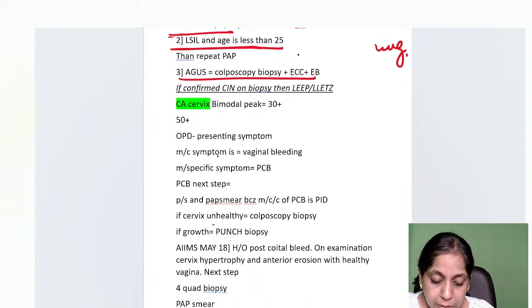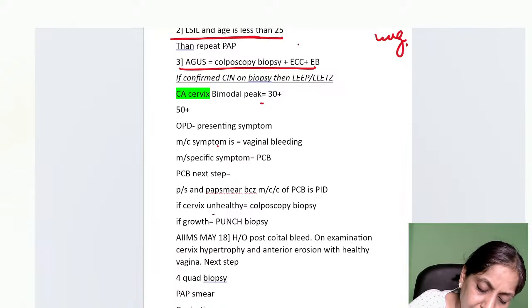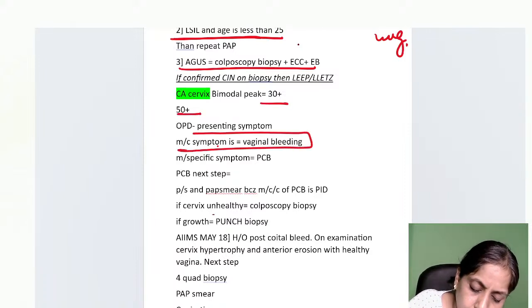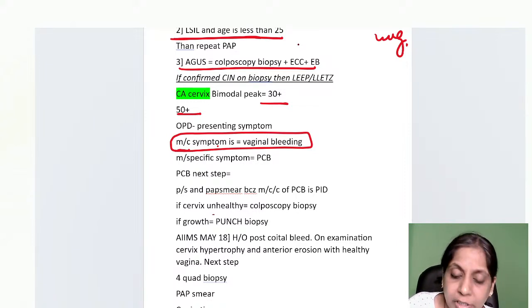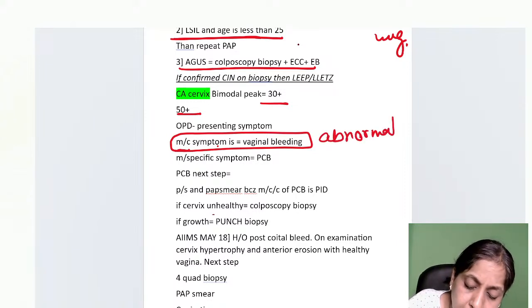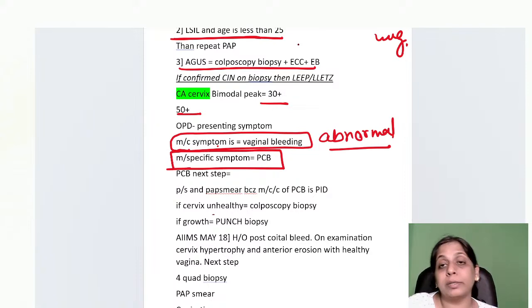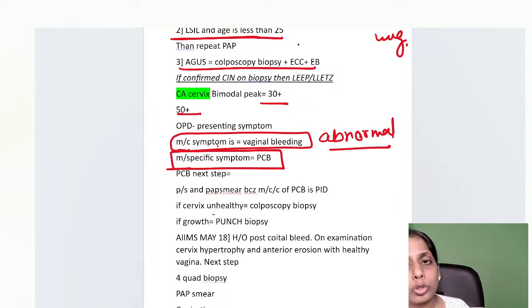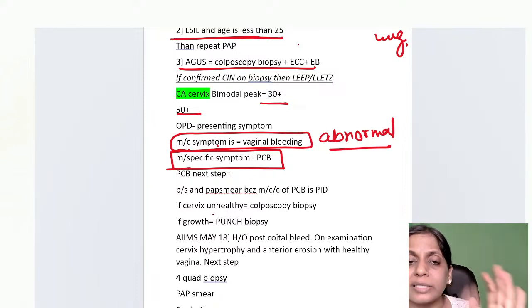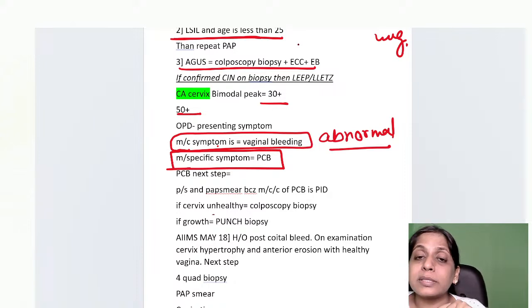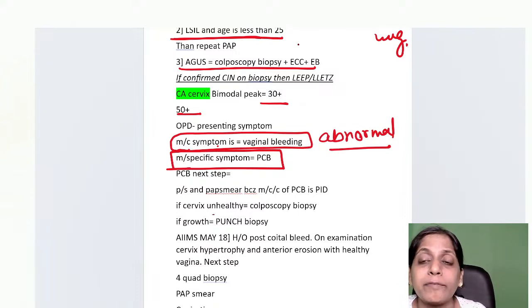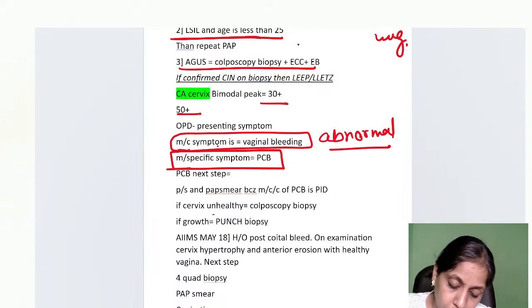Right? CA cervix happens at two ages, 30 plus and 50 plus. The most common symptom which you always get wrong is abnormal vaginal bleeding. Please, it is not post-coital bleeding. It is abnormal vaginal bleeding. The most common specific symptom is post-coital bleeding. If a patient with post-coital bleeding comes to you, please see the cervix. If the cervix is healthy, go for Pap smear. If the cervix is not healthy, go for the colposcopy biopsy. I repeat, if the cervix is healthy, go for the Pap smear. And if the cervix is not healthy, go for the colposcopy biopsy. Okay?